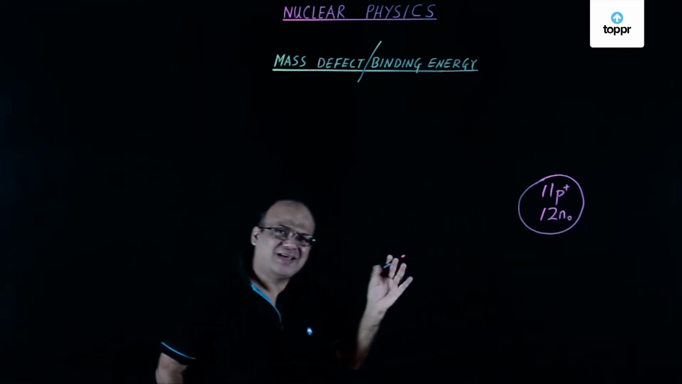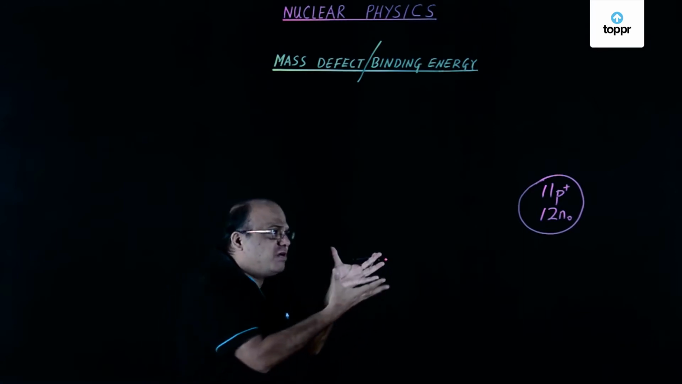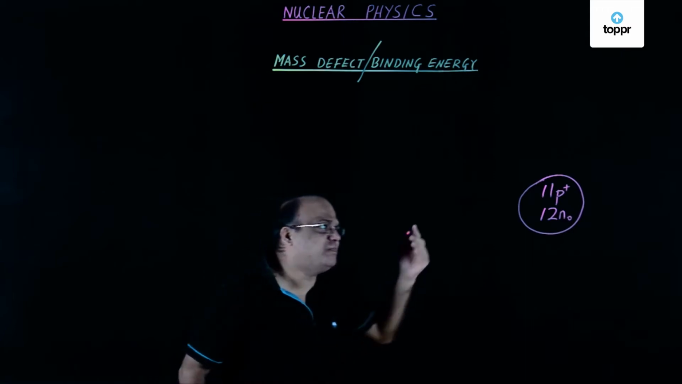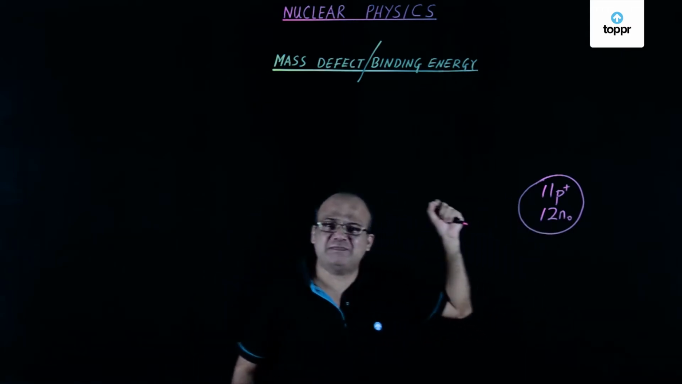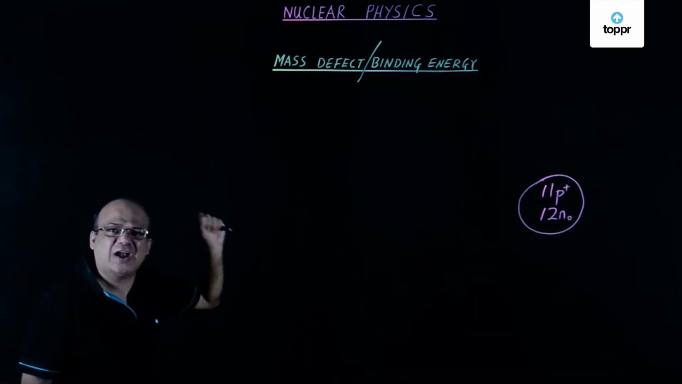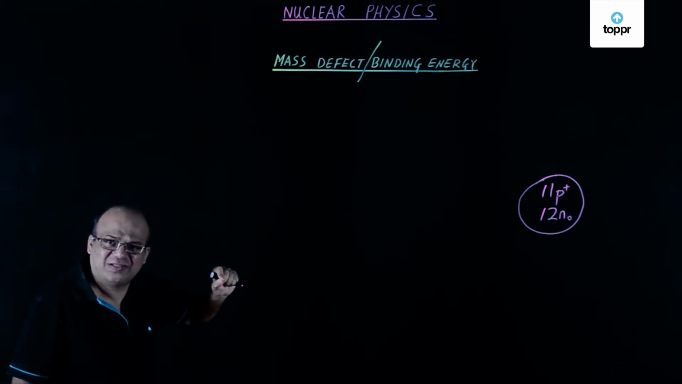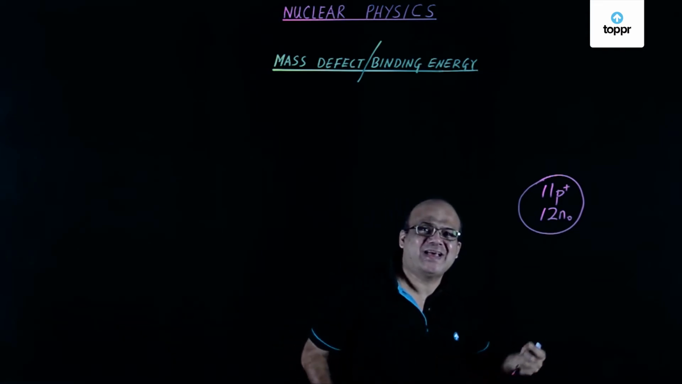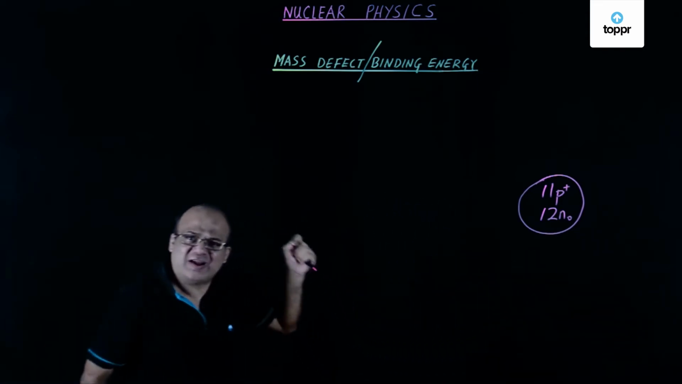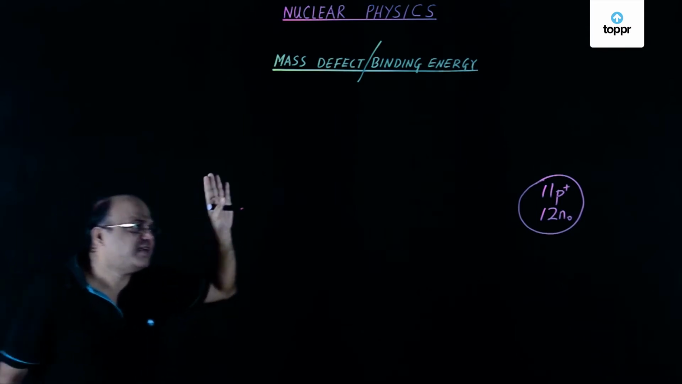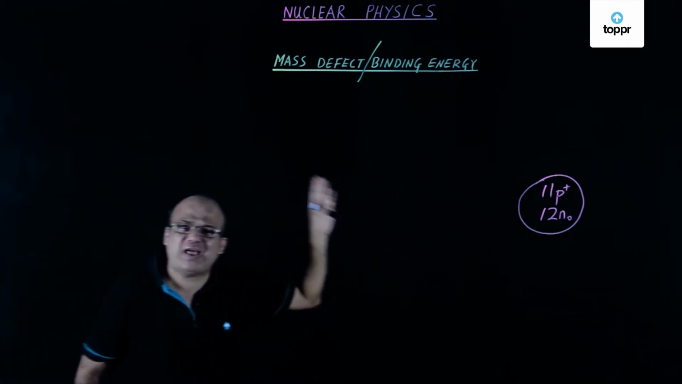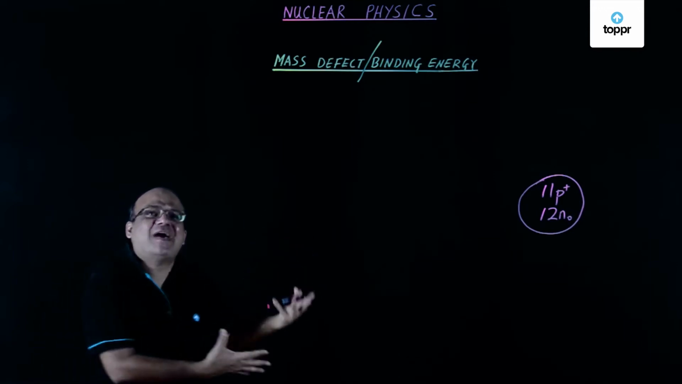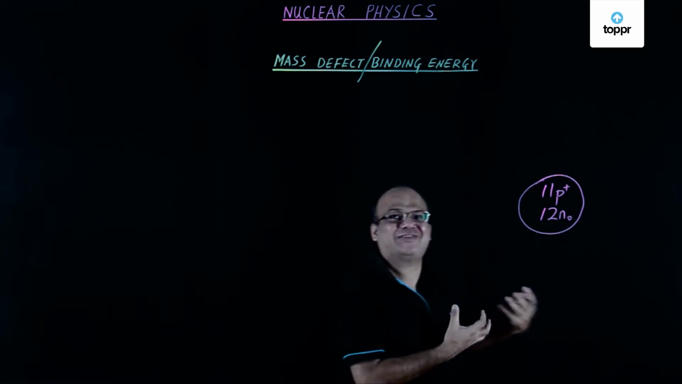Now, what will be the mass of the sodium nucleus? Will it be equal to the sum of the masses of 11 protons and 12 neutrons? Will it be more than that? Less than that? Now, some of you may think that sodium nucleus is having 11 protons and 12 neutrons. Therefore, its mass is same as the mass of 11 protons and 12 neutrons.